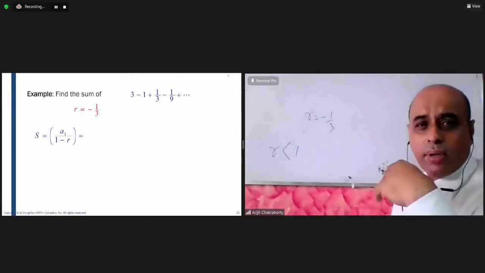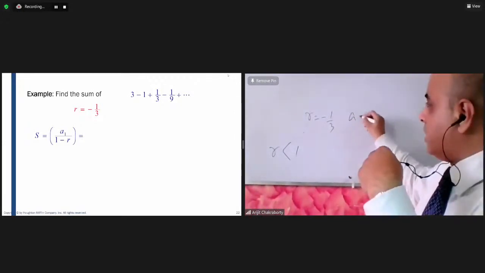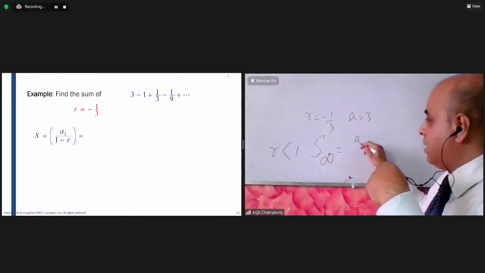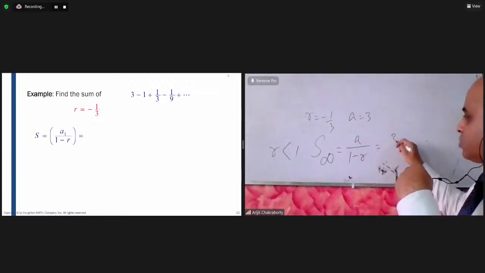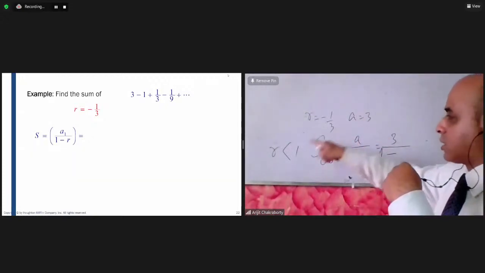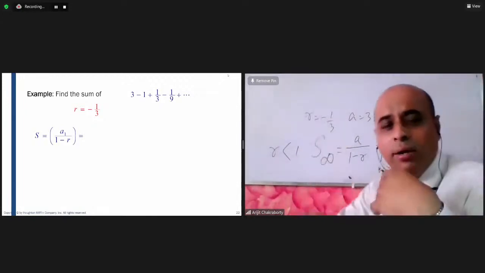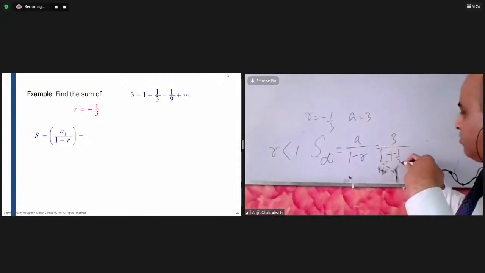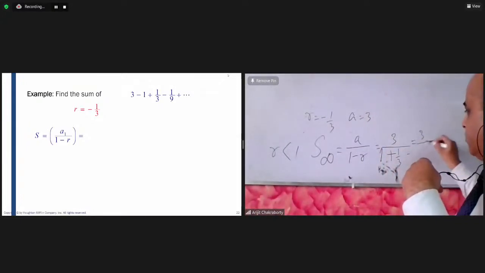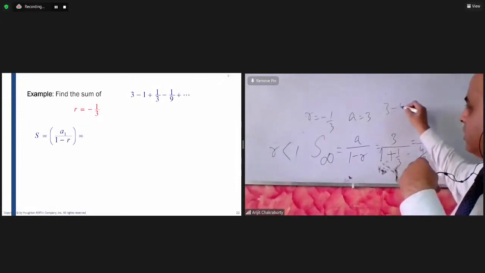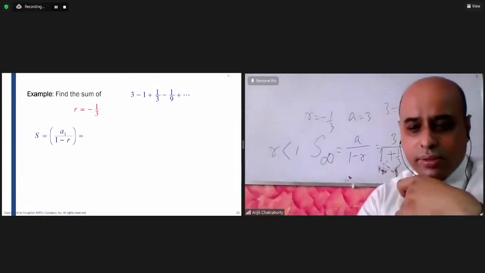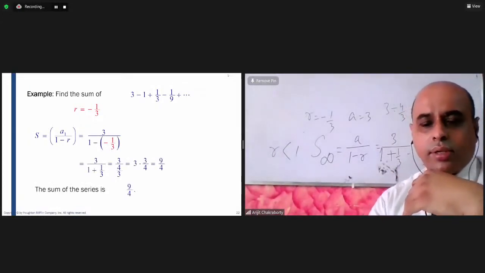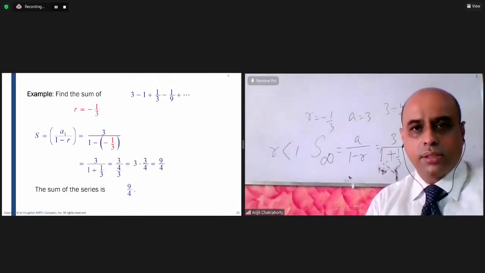Now r equals minus 1 by 3, and a is 3, because a is the first term. Therefore the sum to infinity is a divided by 1 minus r. That means 3 divided by 1 minus r. R is minus 1 by 3, so 1 minus minus 1 by 3 becomes 1 plus 1 by 3. That is, it becomes 3 divided by 4 by 3. And now you can solve it. So 3 divided by 4 by 3 comes to 9 by 4, which is the answer to the question.